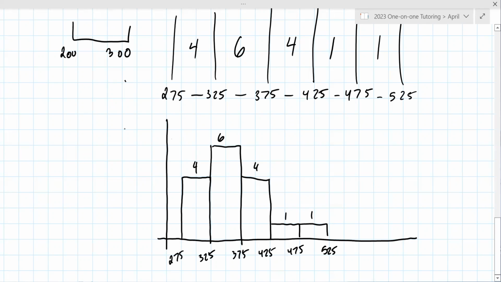That's part B, by the way, sorry. Part A was to explain how to determine the number of intervals. That's what I'm not sure about. We just went with 5. Five, 425, 475, 525.